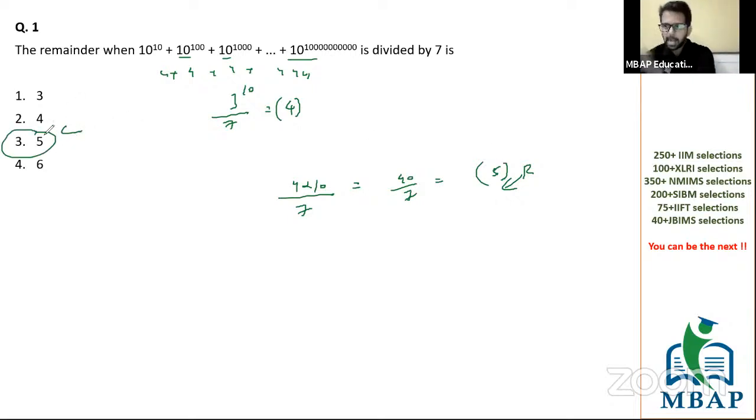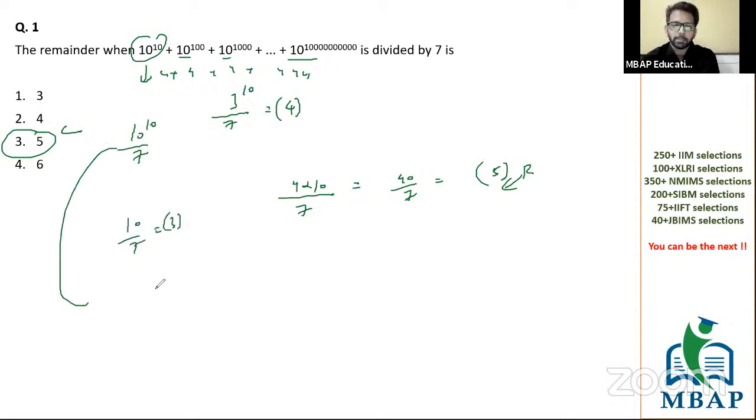Clear? As said, it was not a difficult question. The only thing I had to crack is 10 raised to 10 divided by 7. I started with 10 by 7. I found the remainder 3. Dividing 10 raised to 10 by 7 as (7 plus 3) by 7 raised to 10 is the only thing which I've done. Clear?